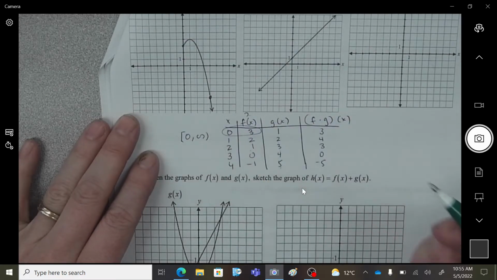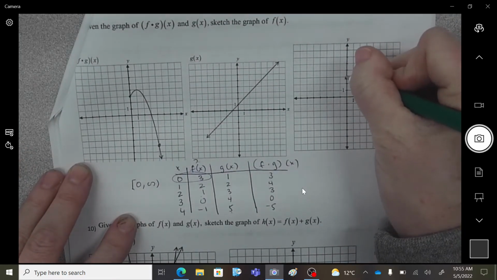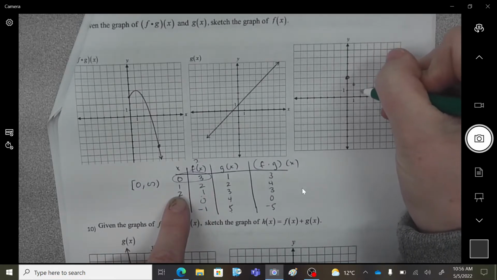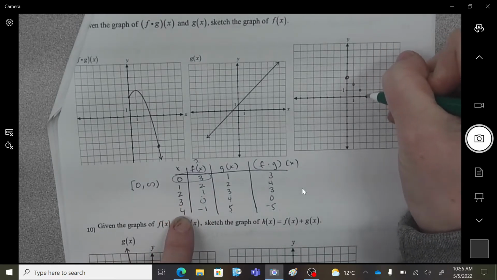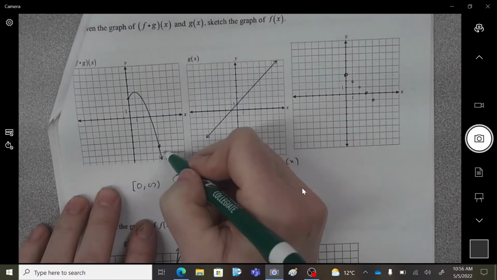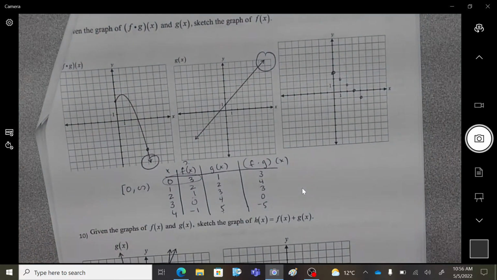So here are my coordinates. So 0, 0, 3, 1, comma 2, 2, comma 1, 3, 0, 4, negative 1. Since this is an arrow and this is an arrow, we're also going to have a right arrow.